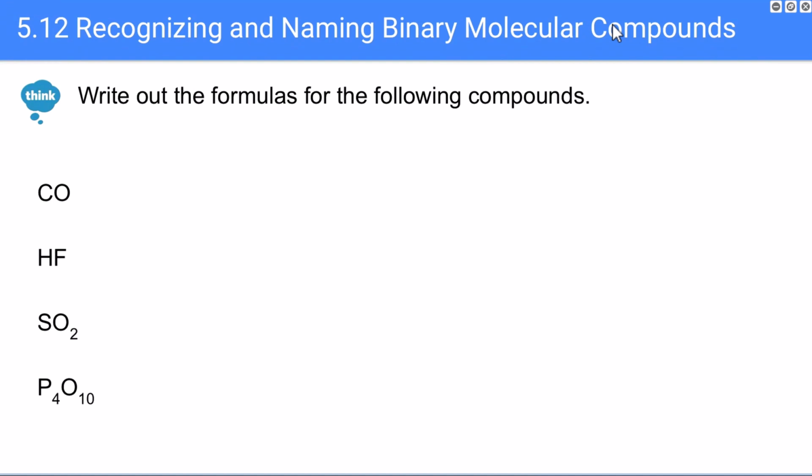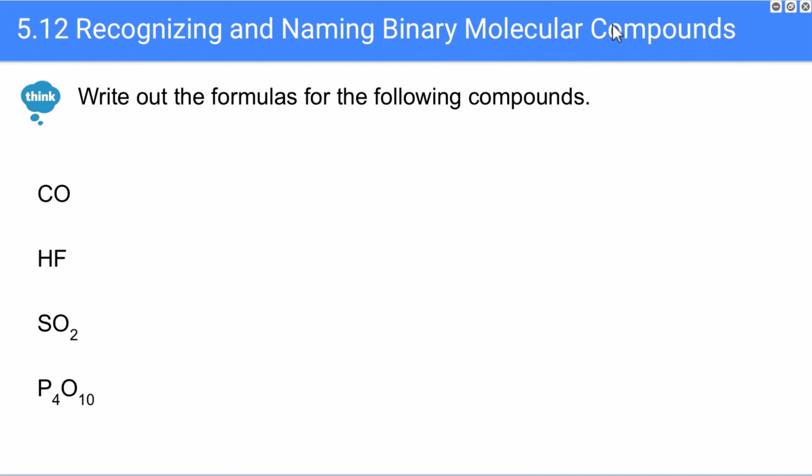Last one here, we're going to write out the formulas for the following compounds. So we're going to utilize the prefixes we just discussed. We're just going to kind of figure it out using different molecules this time. And you should be able to work forwards and backwards as you do this as well. So we'll practice with some of the opposites here probably in the next video. So write out the formulas for the following compounds.